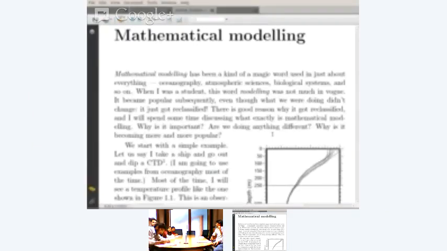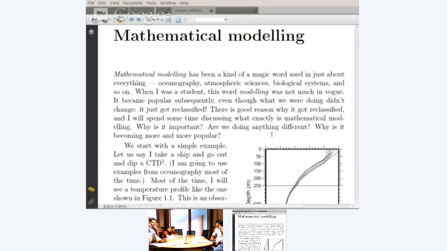Okay, in the rest of this course, we are basically going to be looking at trying to explain what we have seen in these observations. And very often the phrase used to describe what we are talking about is mathematical modeling.